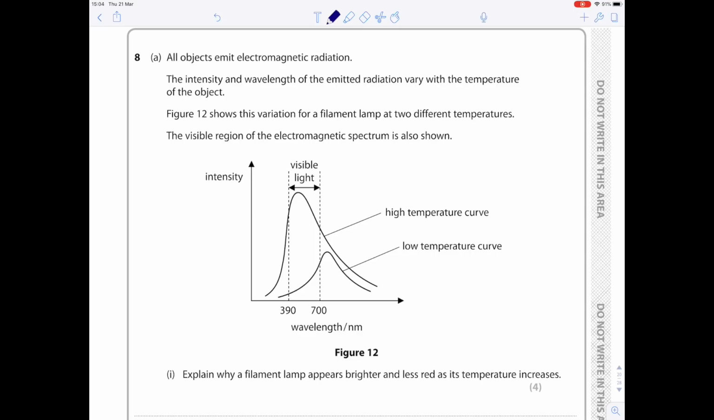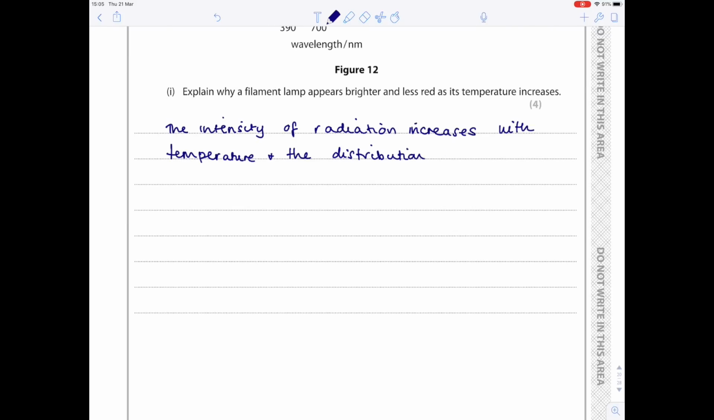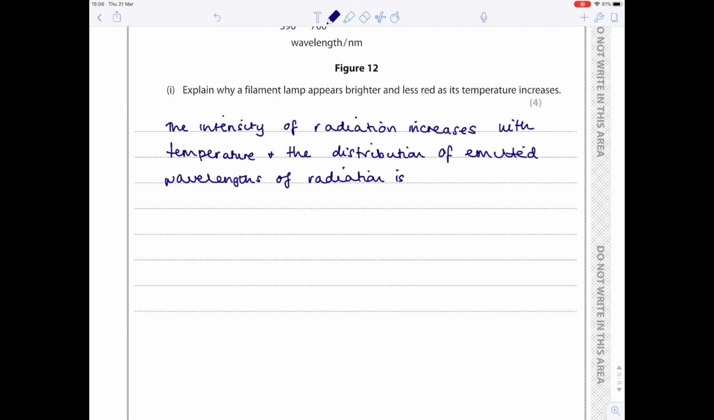So first of all, state what you can see from the graph. So you can see that as the temperature increases, the intensity of the light increases. And that's something you can literally just pull off the graph. At low temperatures, the intensity of radiation emitted is low, whereas the emitted wavelengths of radiation are high, so that means that the lamp appears dull red. If you have a look at the higher temperature, the intensity of the radiation is much greater, whereas the range of emitted wavelengths is lower, explaining why the lamp appears to be both brighter and less red. So let's make a note of that now. Let's now make a comparison between the high and low temperatures.